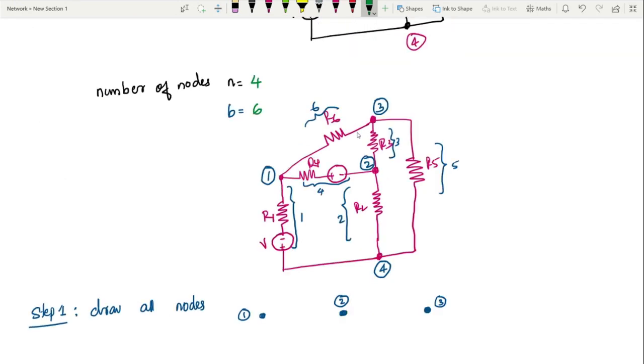Similarly, how many branches are there? Between node 1 and 4, we can have the first branch. Let's mark in this manner. Then between 2 and 4, we can have the second branch. Between 2 and 3, we can have the third branch. Between 1 and 2, we can have the fourth branch, and so on up to 6. So totally we can have 6 branches.